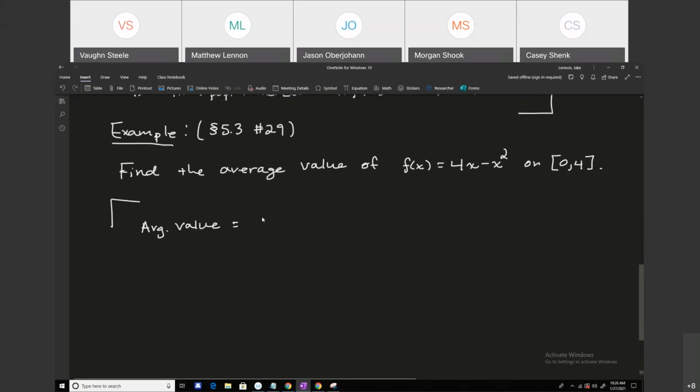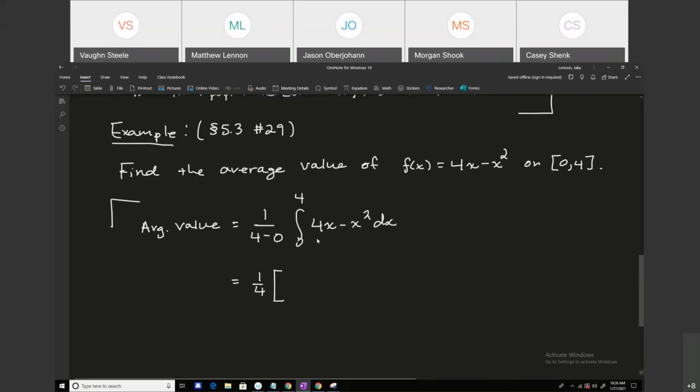is going to be 1 over 4 minus 0 times the integral from 0 to 4 of this 4x minus x squared dx. So we have 1/4, and then we can go ahead and do the antiderivative. So you add 1 to the power and then divide by that same number for each of these terms. These are polynomials, remember. So we're just using the power rule.